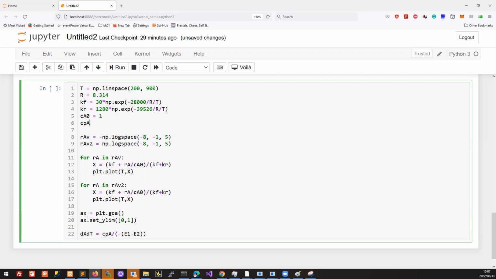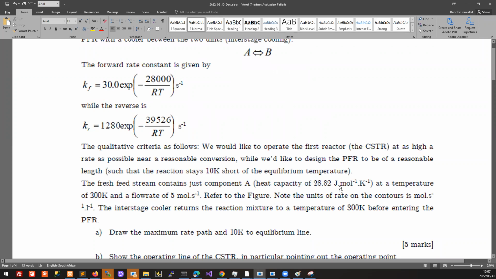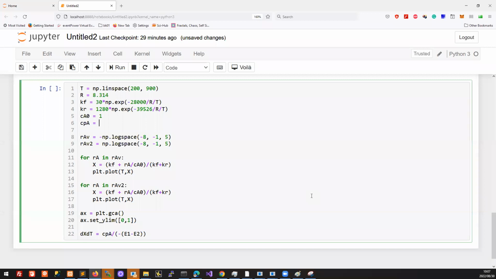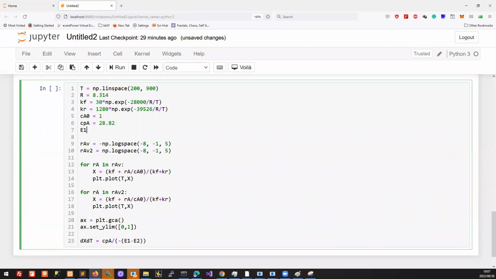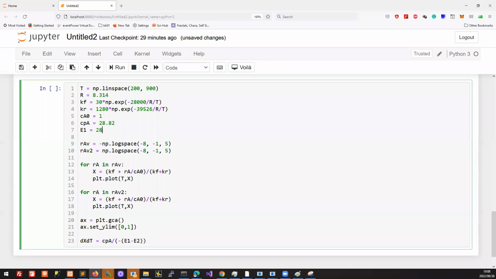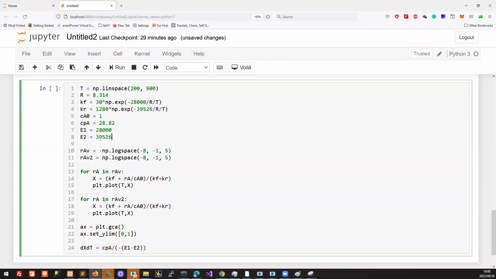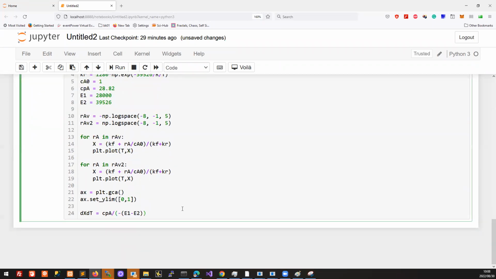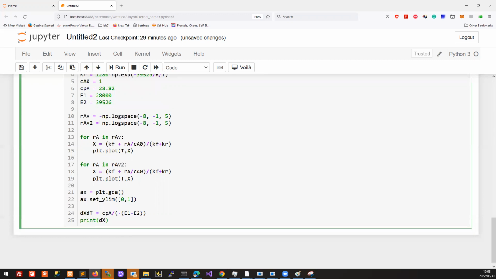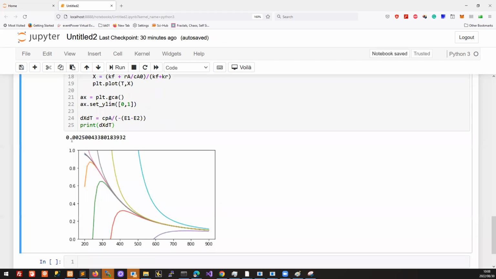I always try to keep my variables with numbers up here. So we're going to say CPA equals, and in the problem, we are given the heat capacity for A as 28.8, just check units, joules per mole per Kelvin. So everything's in SI units. So that's fine. So 28.82. And then E1, and it doesn't really show here what units are being used, but if we assume these are SI units, then E1 is 28,000, and E2 is 39526. Okay, and so there's our dx dt, and we might want to just print it out of interest. So that's the value. And we can see it's a positive number. So dx dt, it's sloping in this direction.